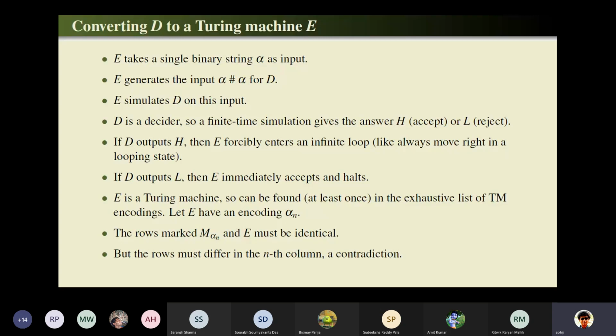Now the rows must differ in the nth column, and this immediately leads to a contradiction. And why did that contradiction arise? It is because we assumed that a hypothetical decider D exists. In particular, this contradiction says that E cannot exist, and the existence of E depends upon the existence of D. So D also cannot exist. So E cannot exist, and consequently, D also cannot exist. So the halting problem cannot have a decider.